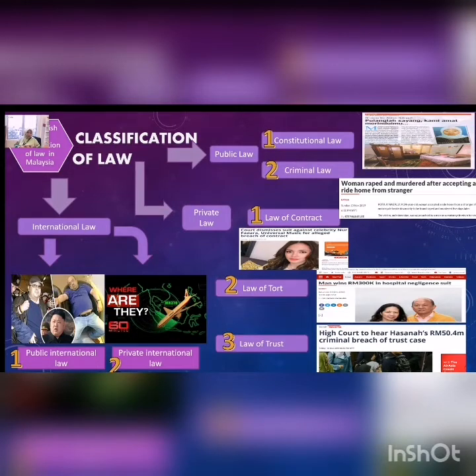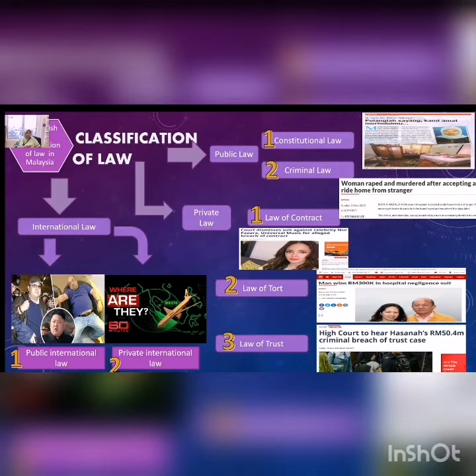Okay, for constitutional law, on the first one at public law, it is the case related to Aisyah Bukhari, which is related to the freedom of religion, in which she has converted to Christianity and she doesn't come home. And very sad. Criminal law. A woman was raped and murdered after accepting a ride home from a stranger. So this is a criminal case under rape and murder.